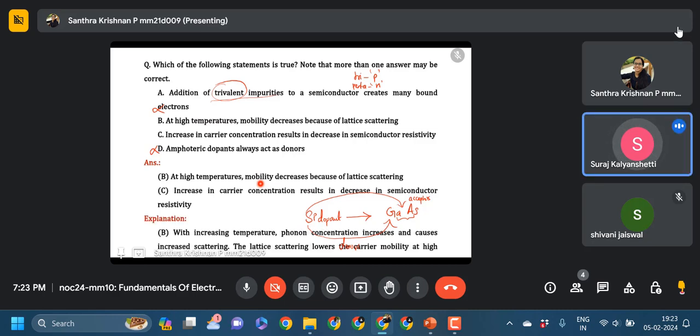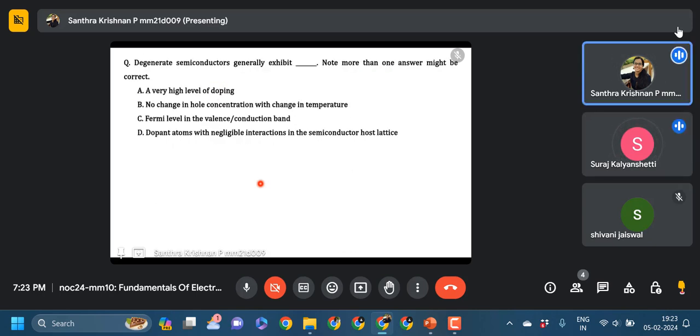Okay, correct. Thanks. So next: degenerate semiconductors generally exhibit dash. Note that more than one answer might be correct. A: a very high level of doping; B: no change in Hall concentration with change in temperature; C: Fermi level in the valence and conduction band; D: dopant atoms with negligible interactions in the semiconductor host lattice. Just like amphoteric doping, degenerate semiconductors are a class of semiconductors that we can obtain by some amount of doping.